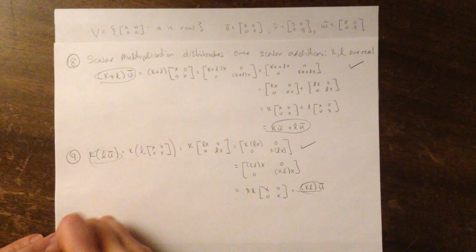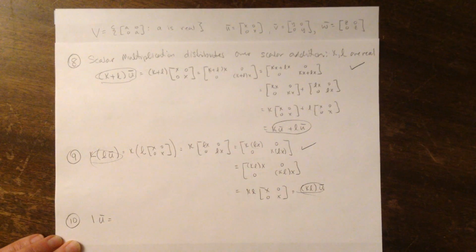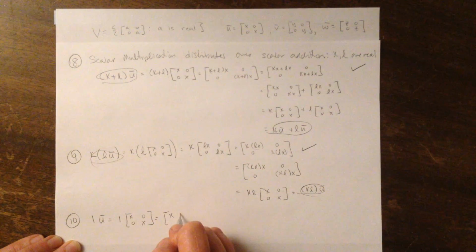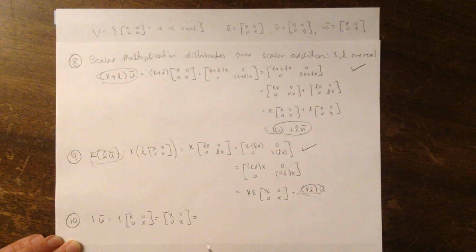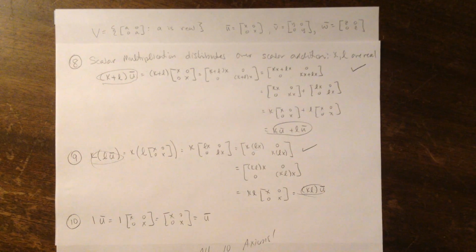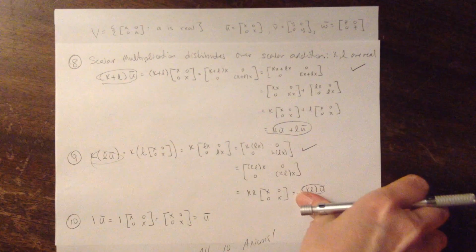And then the very last axiom, 10, finally, is that 1 times u is equal to u. And so that's, in this case, scalar multiplication. You just multiply every entry times the 1 and you just get x, 0, 0, x. So in this case, this last axiom is sort of trivially true. So 1 times u has to be equal to u. And that's all 10 axioms. And so that works out. And we've shown that this is a vector space. Okay. Very good.